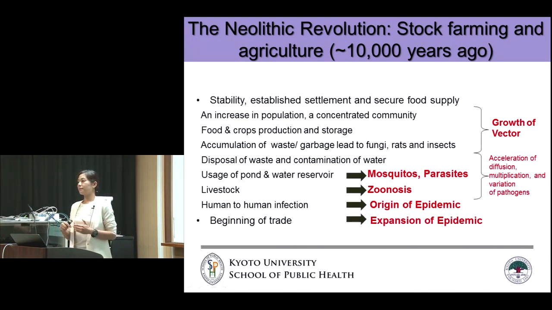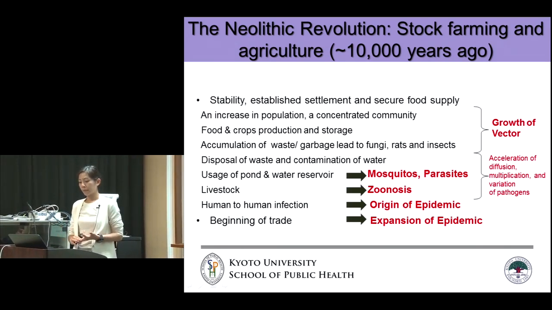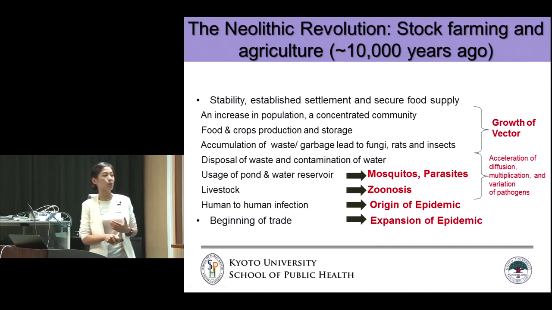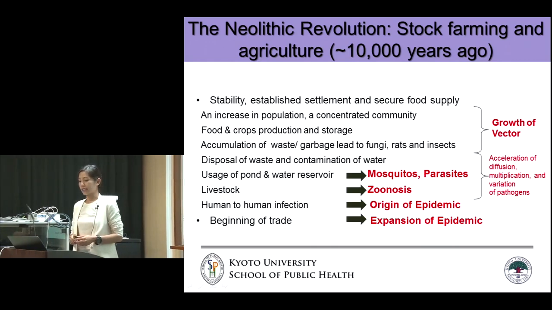When humans had agricultural products, or animals or tools, they started to have trade. So that also marked the expansion of the epidemic of infectious diseases.